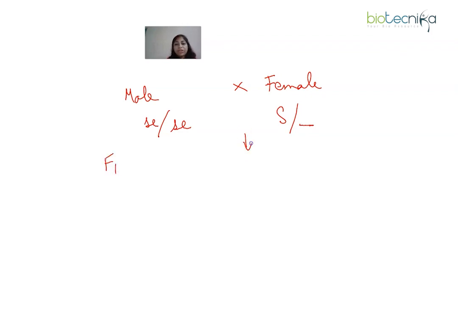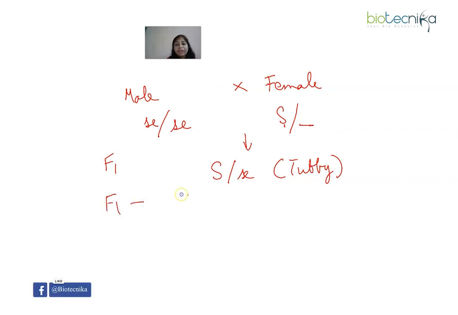Now in the F1 generation, which F1 have we taken? We have taken the F1 showing the tubby phenotype. So here capital S is coming from the female, and small s-e will come from the male. So this tubby phenotype individual in F1 has to be heterozygous. Now, the next sentence says that F1 is sib-mated. Sib-mated means F1 is crossed among themselves. So S s-e is crossed with S s-e.